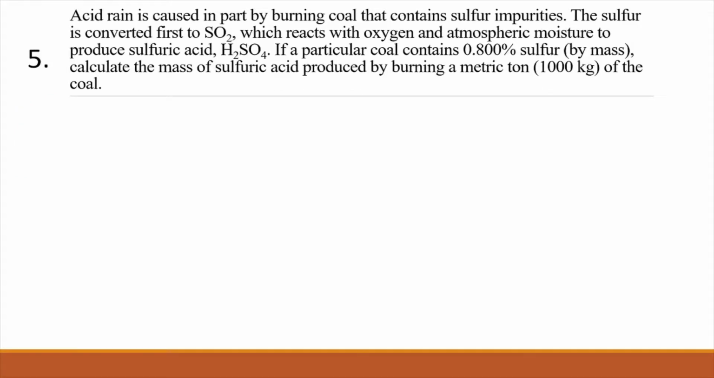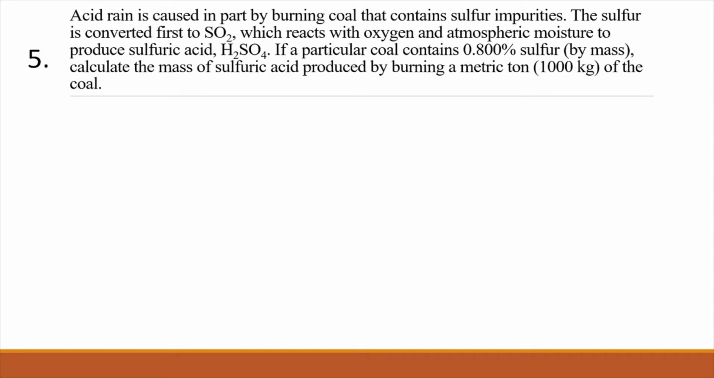All right, and lastly, number 5. Acid rain is caused in part by burning coal that contains sulfur impurities. This is more of an East Coast problem. When it comes to coal, we don't really do much coal burning on the West Coast. The sulfur is converted first to SO2, which reacts with oxygen and atmospheric moisture to produce sulfuric acid, H2SO4.